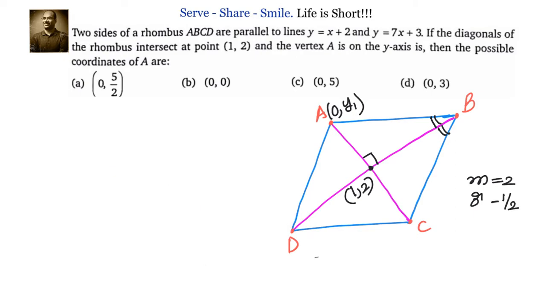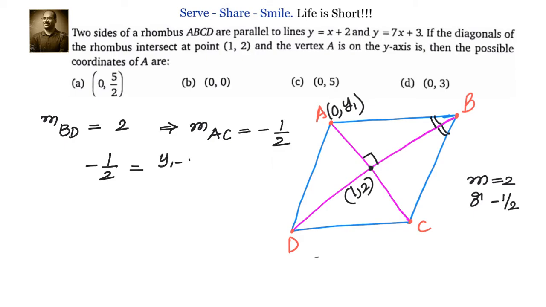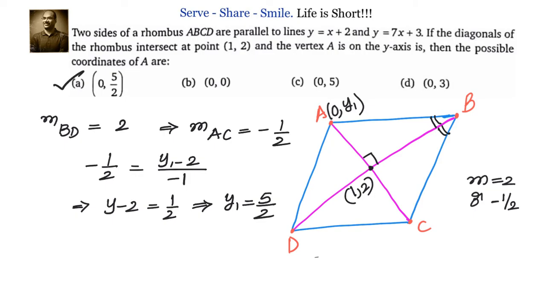We'll consider both the scenarios, and first let us say the slope of BD is 2. Then what will be the slope of AC? Minus 1 by 2. But what is the formula for slope? Difference of y coordinates divided by difference of x coordinates. So can I write y1 minus 2 by 0 minus 1? That will give me y1 equals 2 plus 1 by 2, that is 5 by 2. So the point A coordinates are (0, 5 by 2).